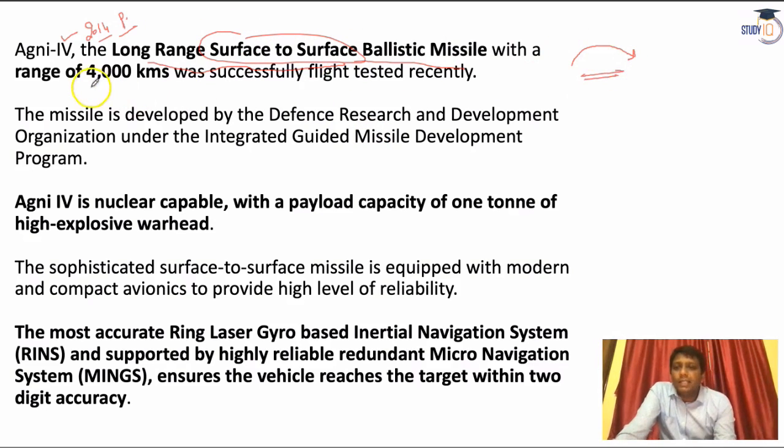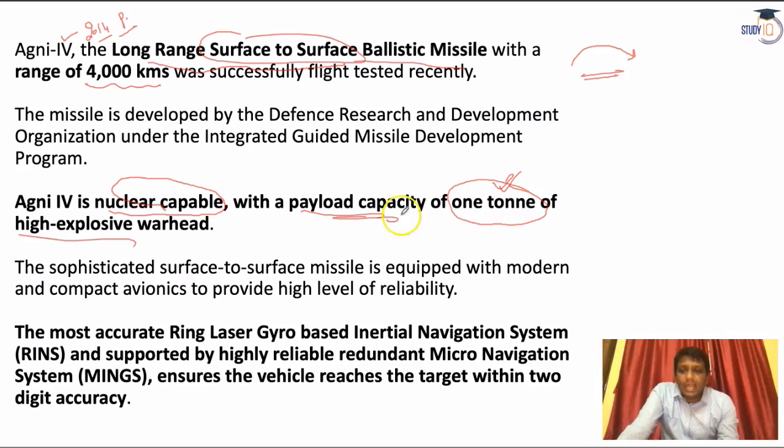Okay, and here the distance is 4,000 km. Okay, the Agni-IV is nuclear capable. It can carry the nuclear warhead, atom bomb, and its payload capacity, warhead capacity, is around 1,000 kg, 1 ton. It can carry a highly explosive warhead.